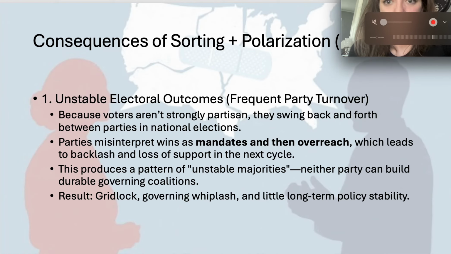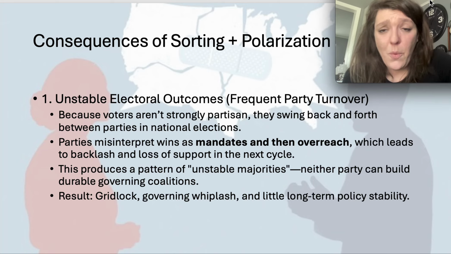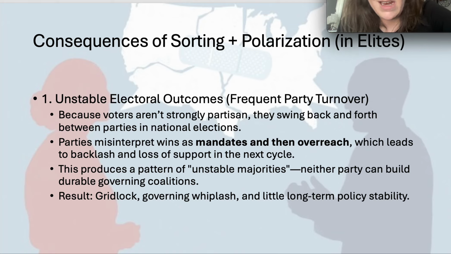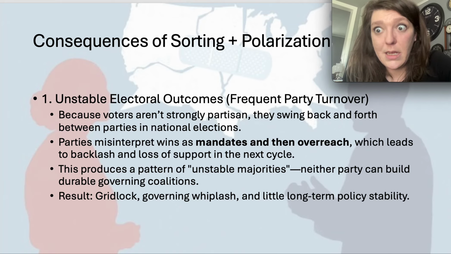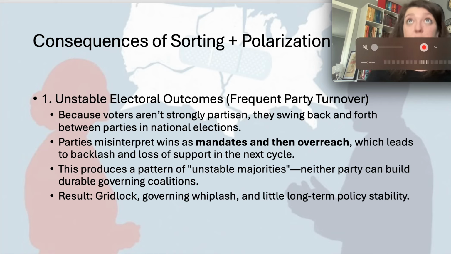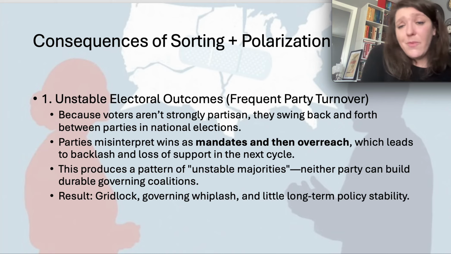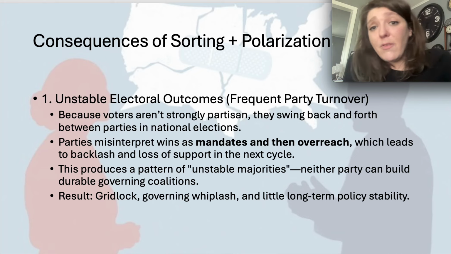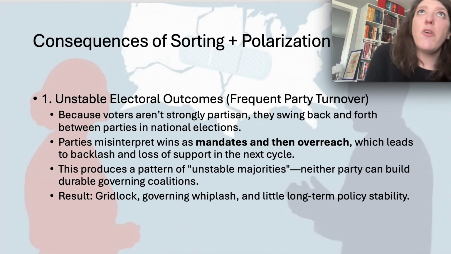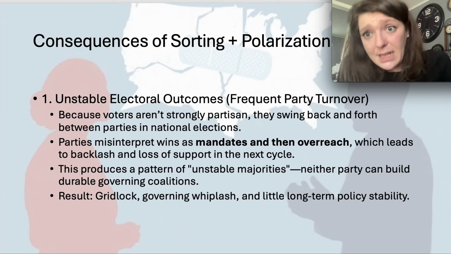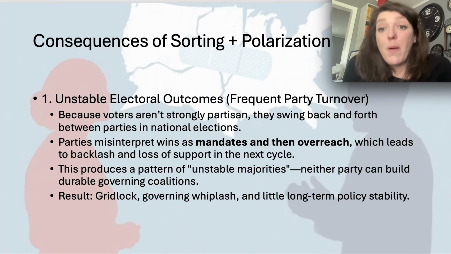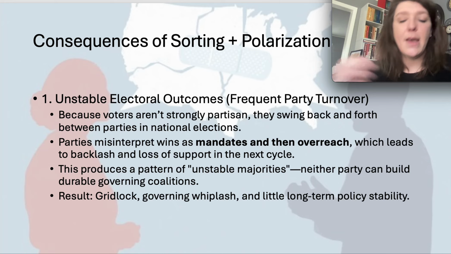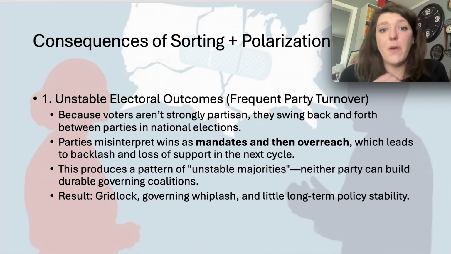Okay, so what are the consequences of this? What does it mean when we have consequences? What are the consequences of sorting and polarization in elites, aka media, politicians, and activists? One is it results in the puzzle that we've identified. It results in unstable majorities, aka this frequent party turnover where Democrats win, and then there's almost immediately a backlash with a Republican surge and vice versa. Republicans win, Democrats surge.